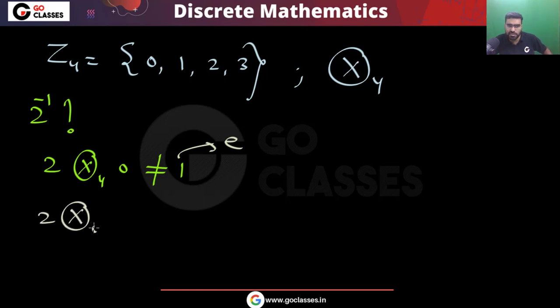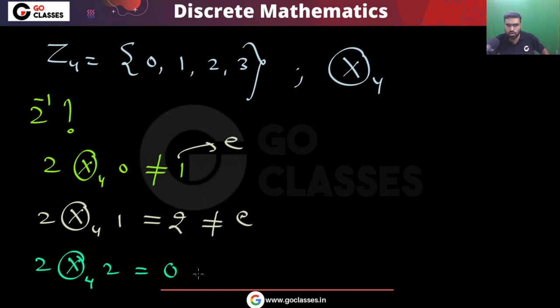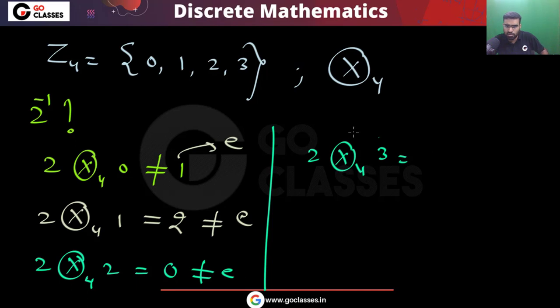Similarly, 2 inverse is also not 1, because 2 multiplication modulo 4 with 1 will be equal to 2, and that is also not equal to the identity element. 2 inverse is also not 2, because if you do this, you will get 0, which is also not the identity element. Similarly, 2 multiplication modulo 4 with 3 will be 6 mod 4, which is 2, and that is also not equal to the identity element.